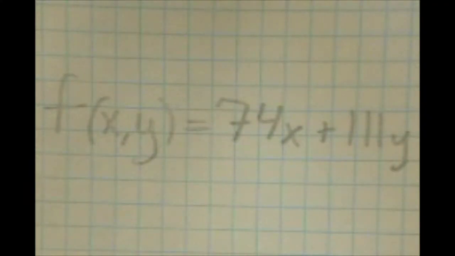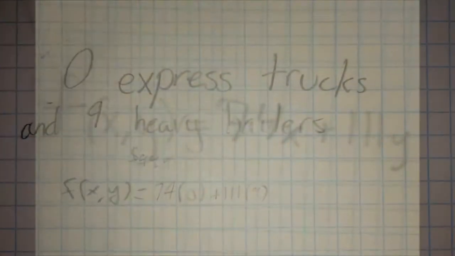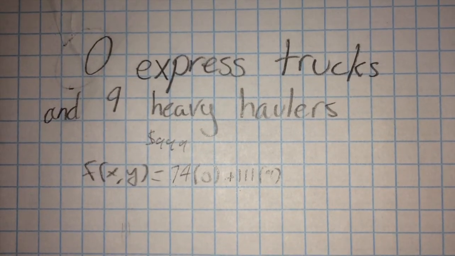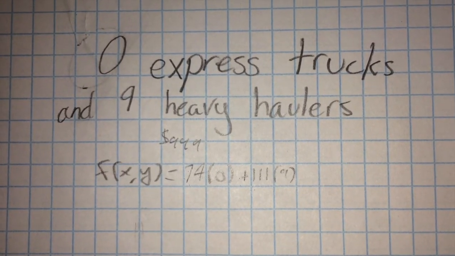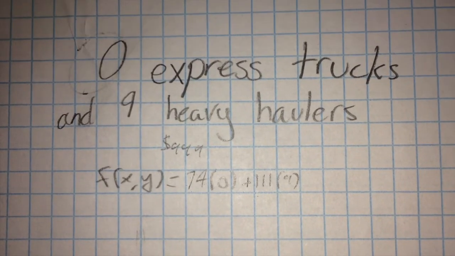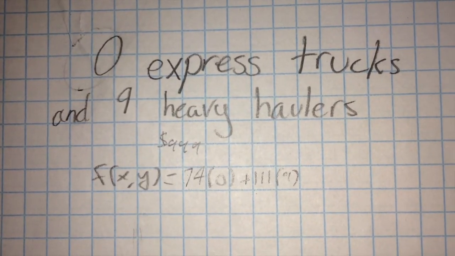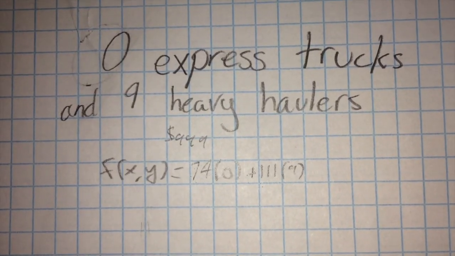This is our objective function, f(x, y) equals 74x plus 111y, and it's this because we're trying to minimize expenses, and it costs $74 to operate an express truck for a day and $111 to operate a heavy hauler for one day. For our final solution, we came up with 0 express trucks and 9 heavy haulers because when we plugged this x and y into the objective function, we were able to come up with the least amount of money, which came out to $999.